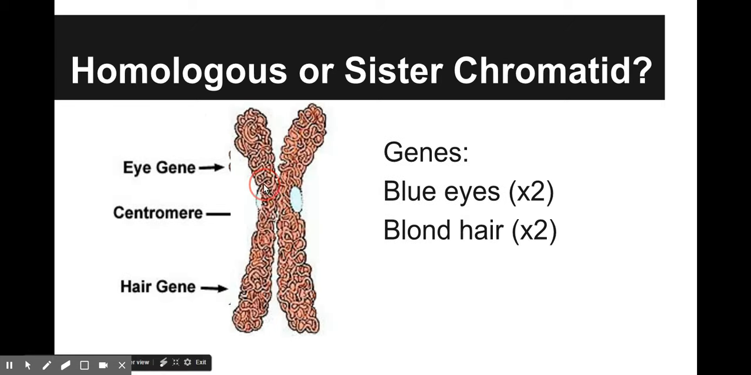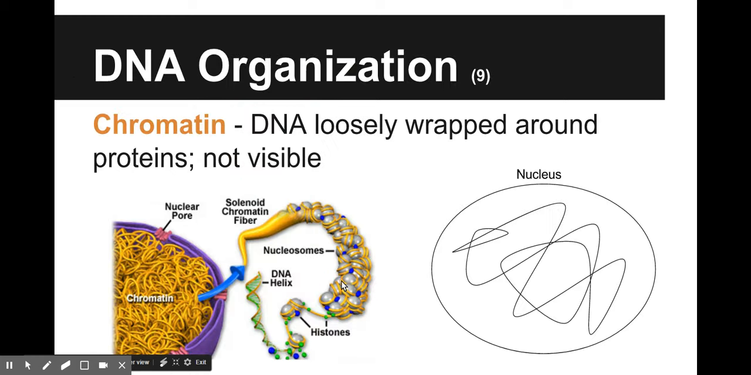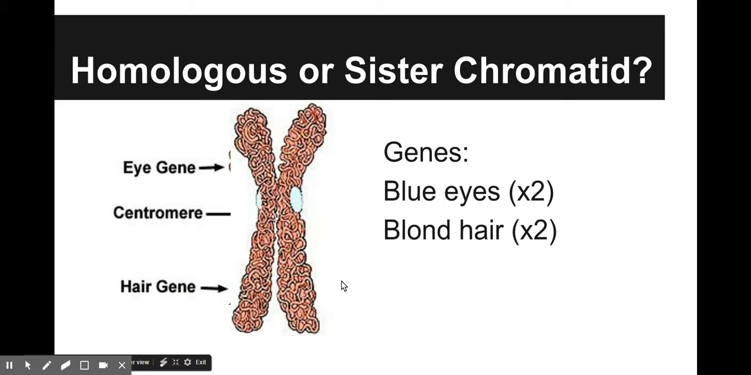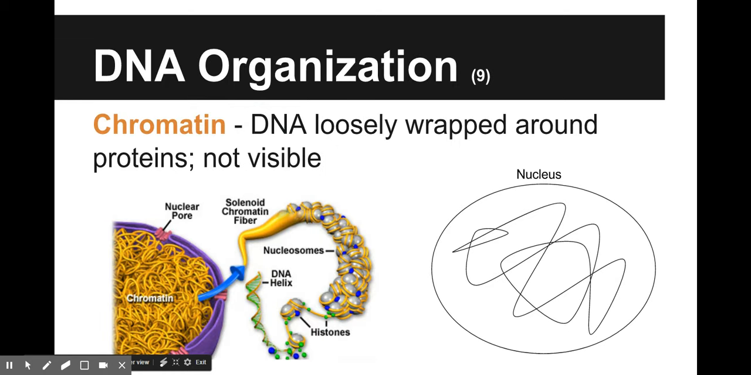Next one, I have that X shape, and I have 2 copies of blue-eyed info, 2 copies of blonde hair info. Good, so this would be a homologous chromosome. Sorry, this would be a sister chromatid. Oh my goodness. So this would be a sister chromatid. It's a replicated chromosome, each of those halves.